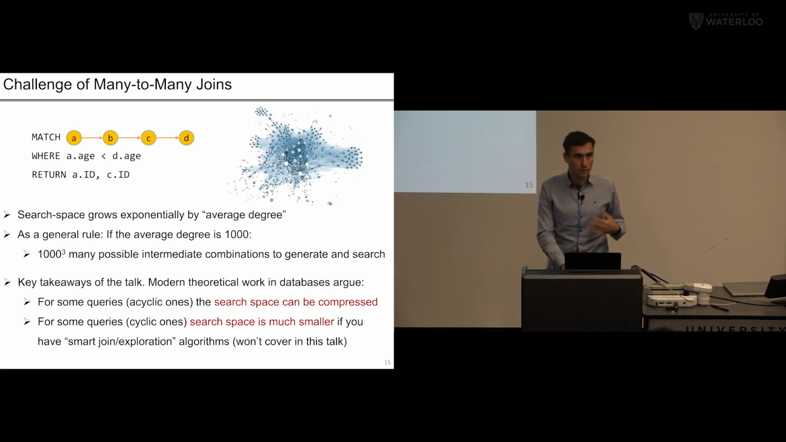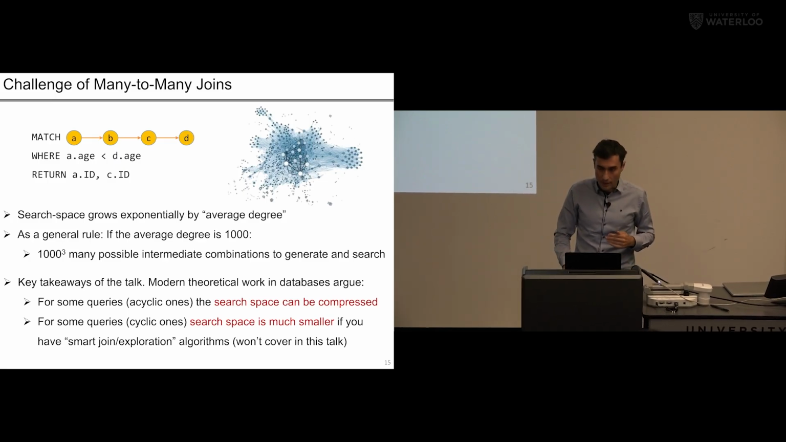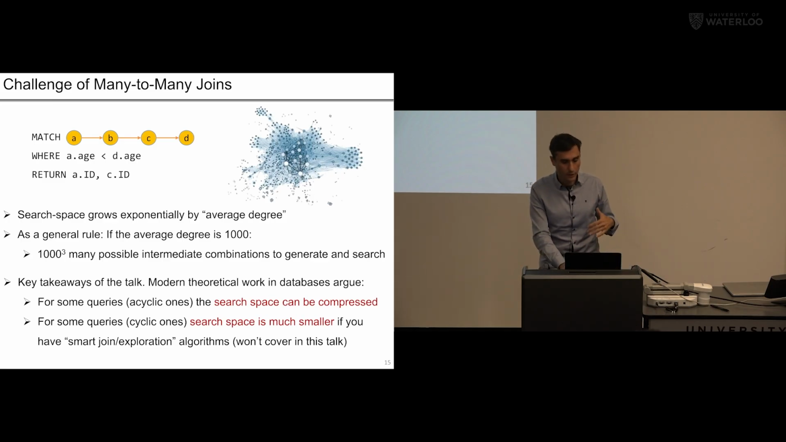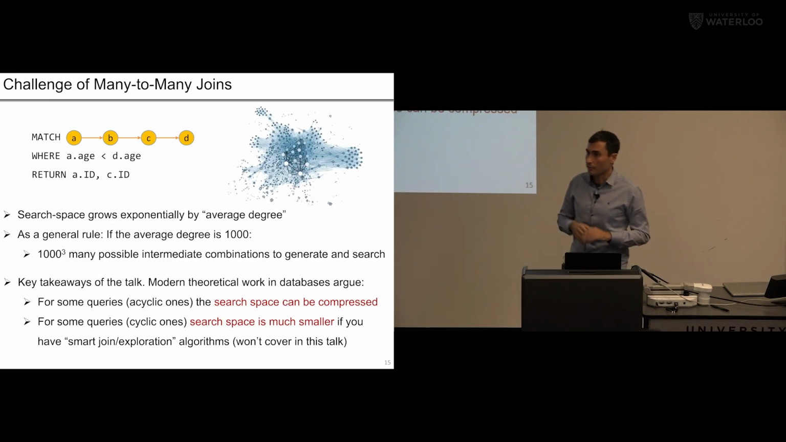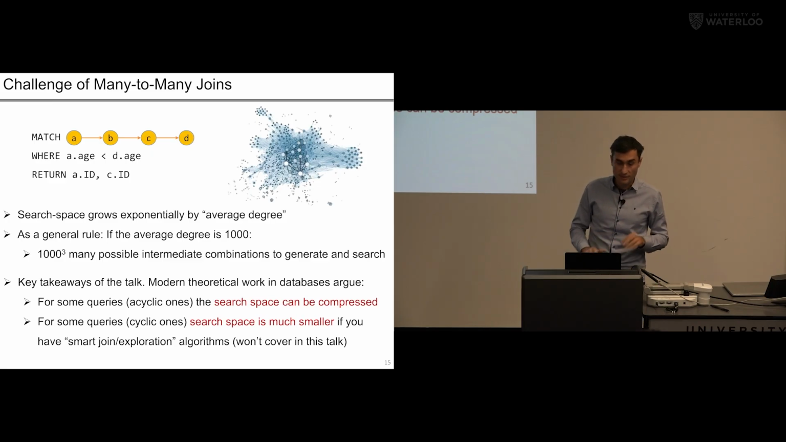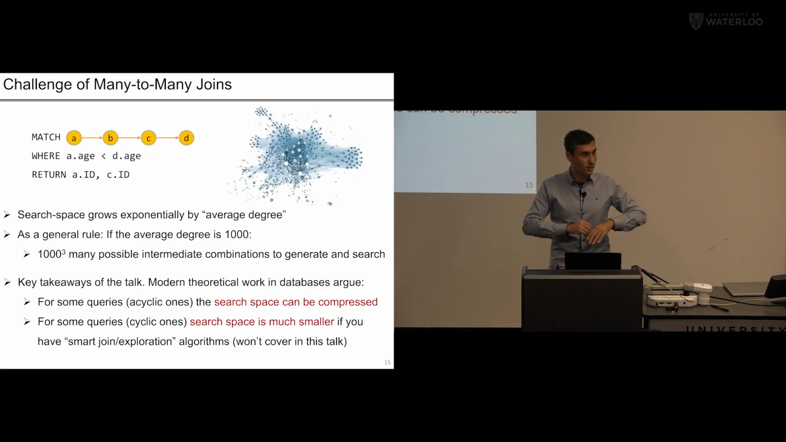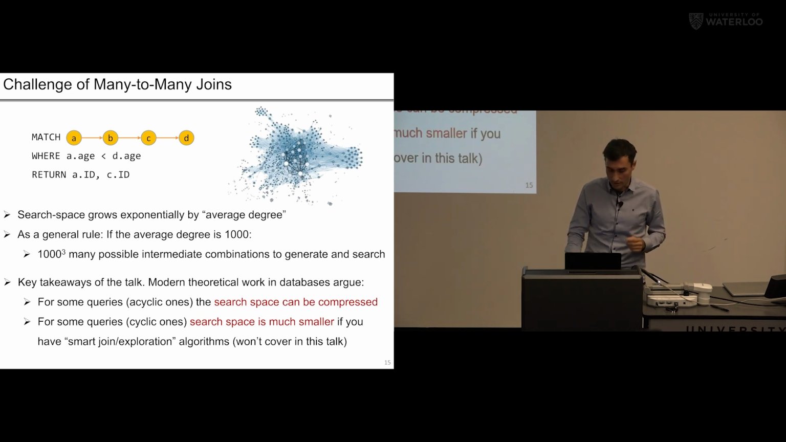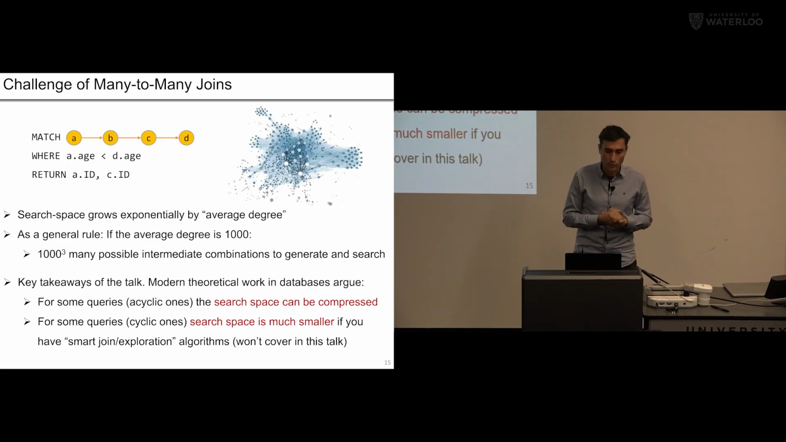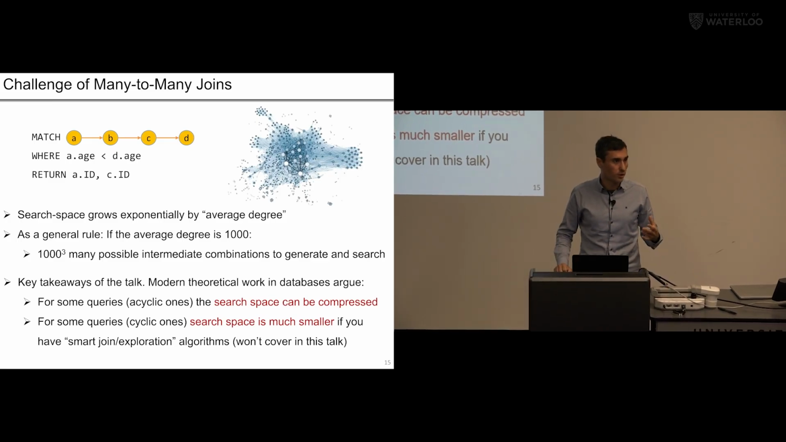So the key takeaway of the talk, and I'll only be able to focus on one of these, is that there has been very exciting theoretical work in the database theory community that has shown that for some queries, the search space can be highly compressed. The search space might be very large, but you can actually compress it. And for some other queries, cyclic queries, which I won't have time to get into, the search space is actually much smaller. If you use smart join algorithms, or smart traversal algorithms, the search space is a lot smaller than what it looks like. So you can improve over the standard join algorithm or the standard systems by integrating some of these ideas that have been coming out of the theory community.